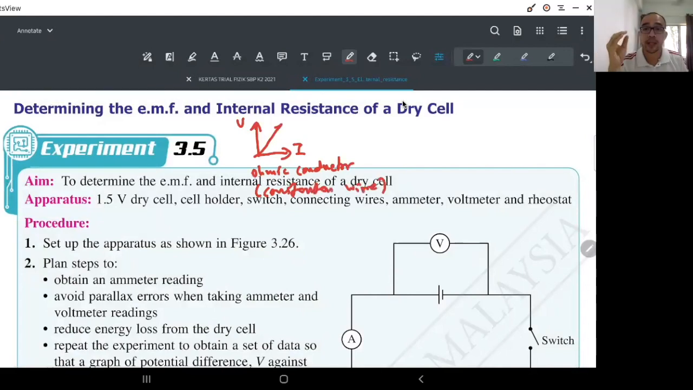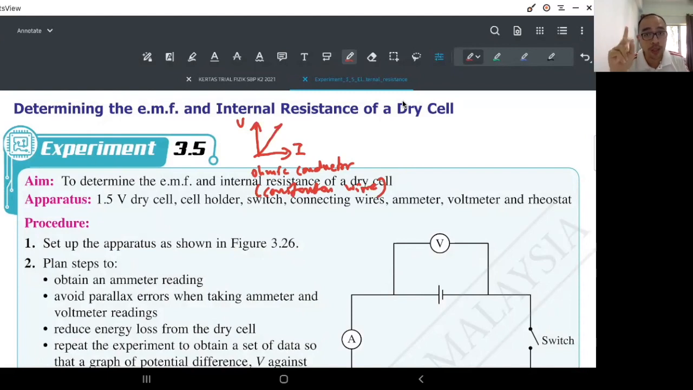So if it is a constantan wire, you are expecting to see that as you increase the current, the voltage will increase directly proportional. So you should get a straight line that begins from 0. That's experiment number 1, which I'm targeting.